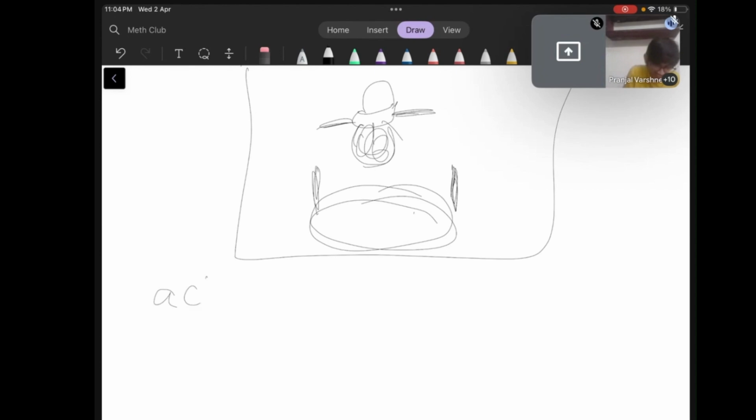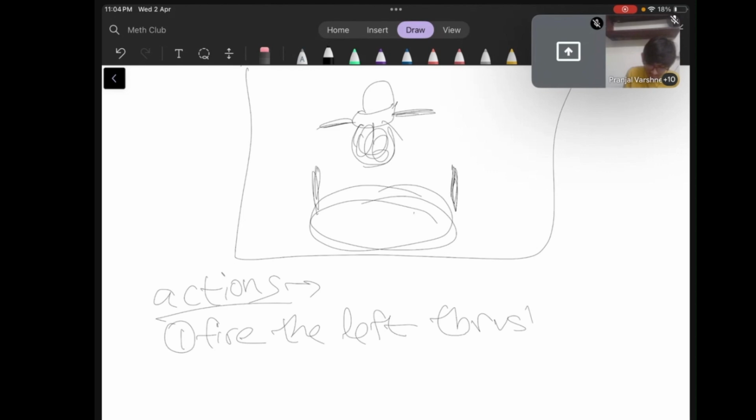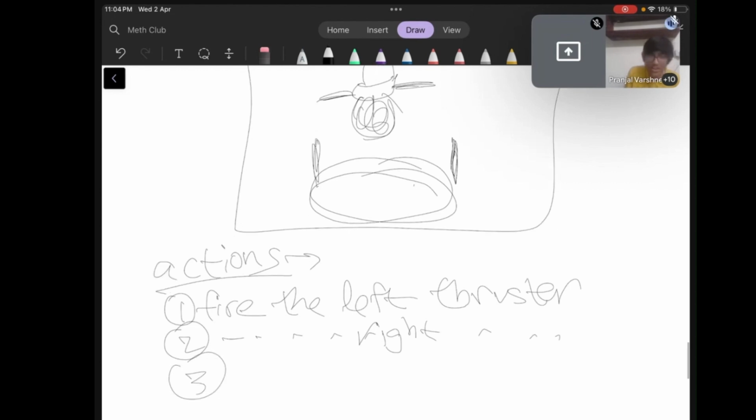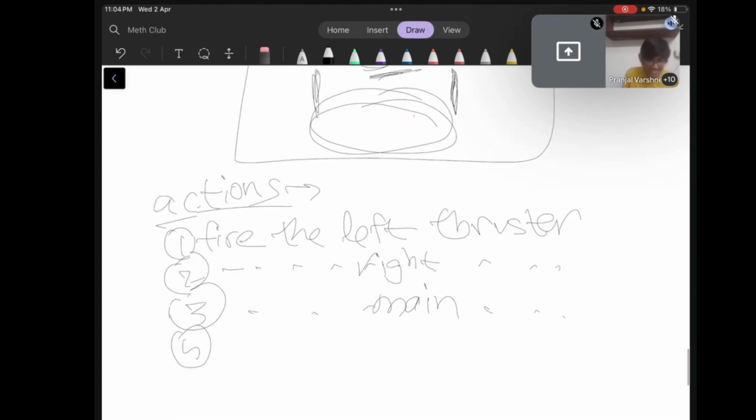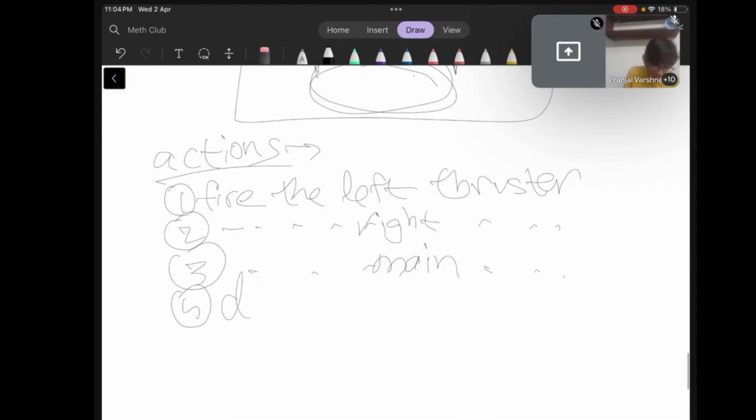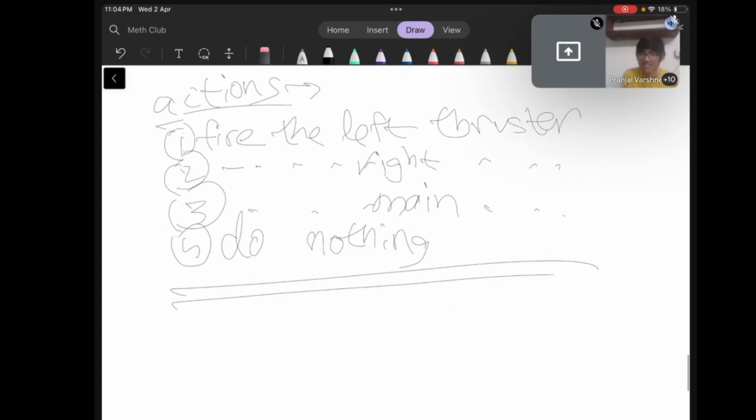So our actions will basically be: one, fire the left thruster. Two, fire the right thruster. Three, the thruster I drew at the bottom, this is the main thruster which helps you fly up, so fire the main thruster. And four is just do nothing. So these are my four actions.